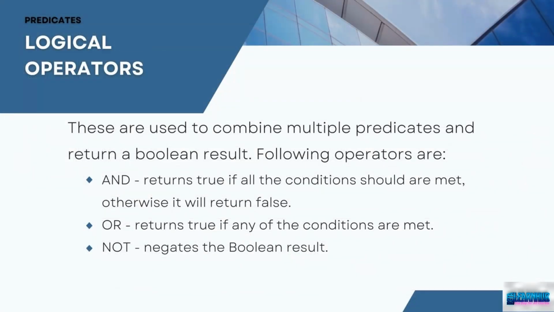Logical operators. These are used to combine multiple predicates and return a Boolean result. The following operators are AND, OR, and NOT. AND will return true if all the conditions are met, otherwise it will return false. OR will return true if any of the conditions are met. NOT will negate the Boolean result.